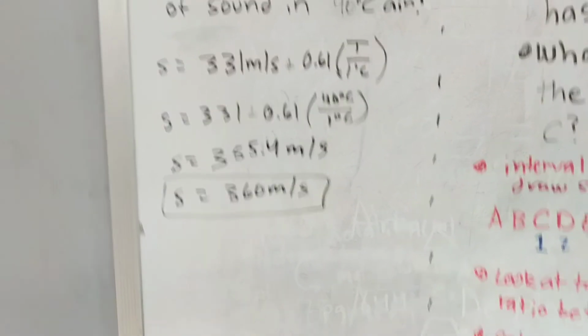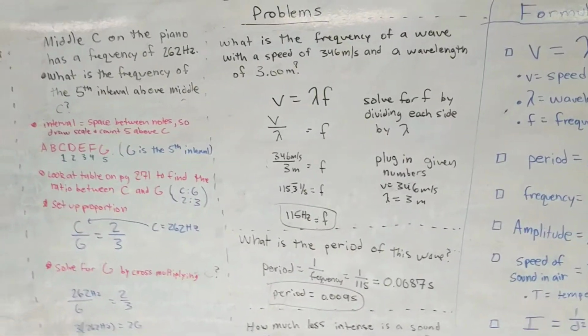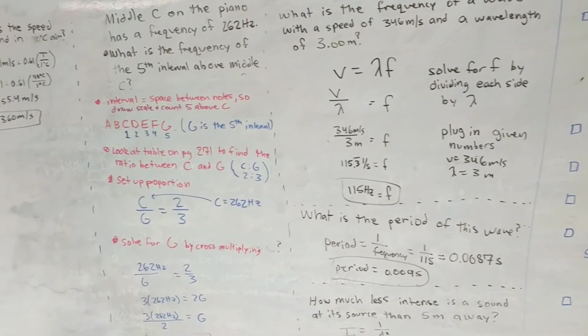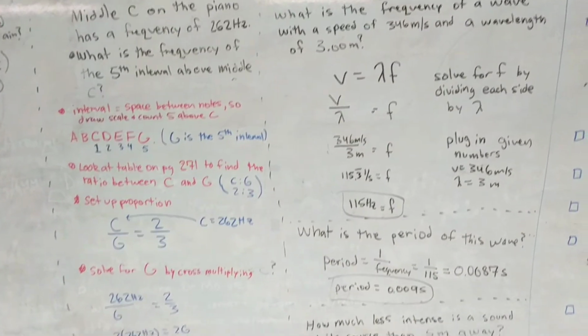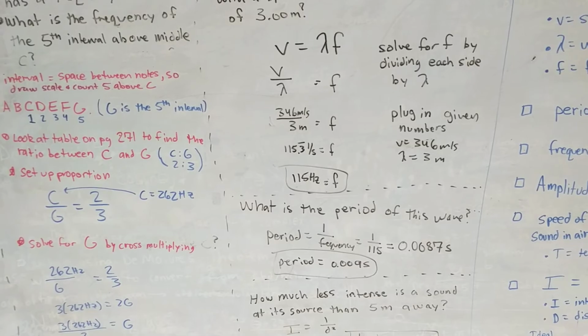360 meters per second. A couple of other things that I want to address are that flats and sharps reduce interval values. A flat or a sharp is going to change a full interval to a half interval.